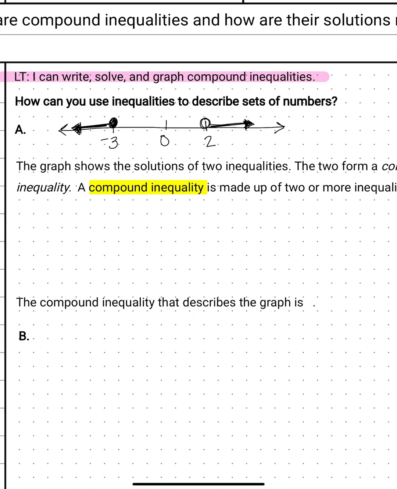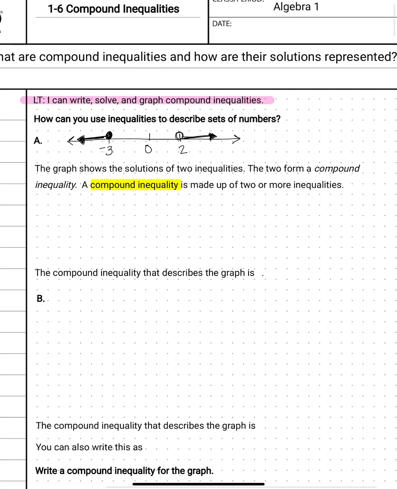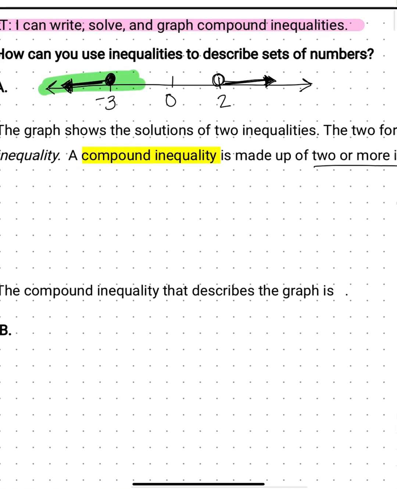So we're going to look at this graph and its solutions and what do they mean. So this graph shows the solution of two inequalities. The two inequalities form what we call a compound inequality, and a compound inequality is just made up of two or more inequalities. So we're going to look at each individual piece. So let's just look at this piece on this side. We're going to resketch that.